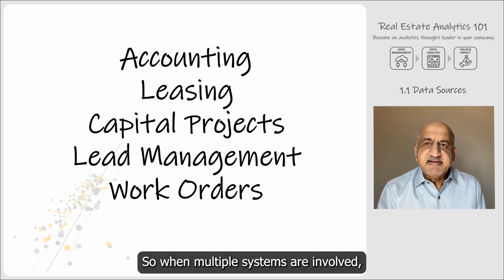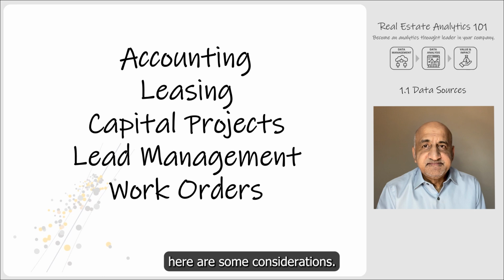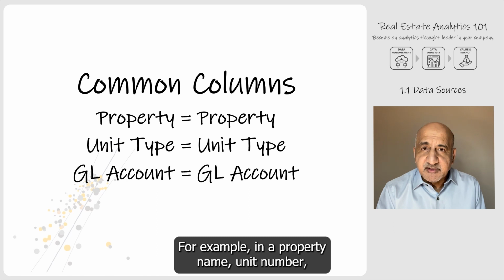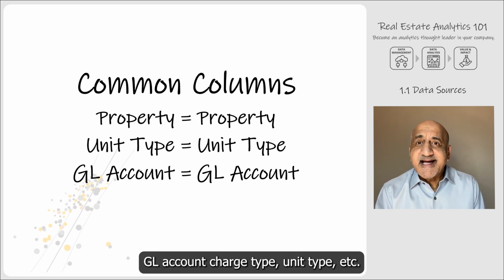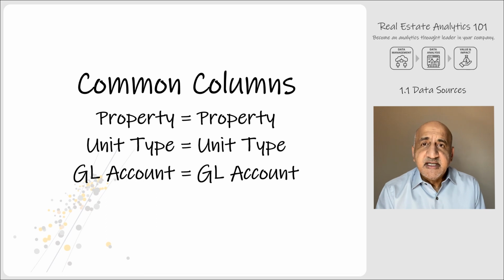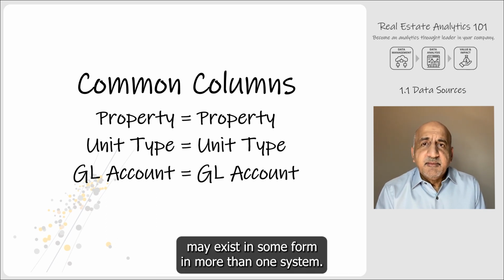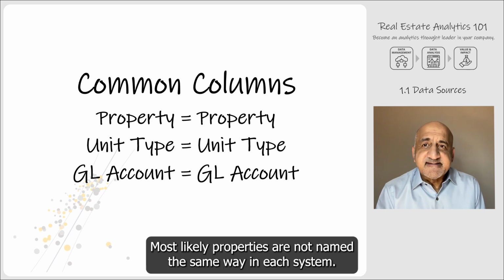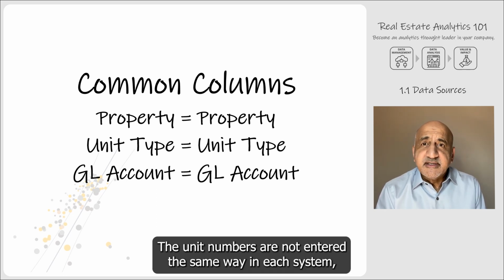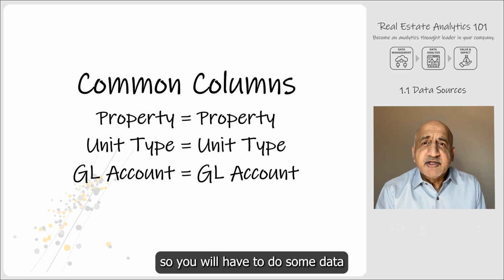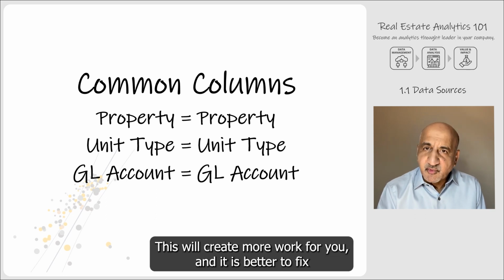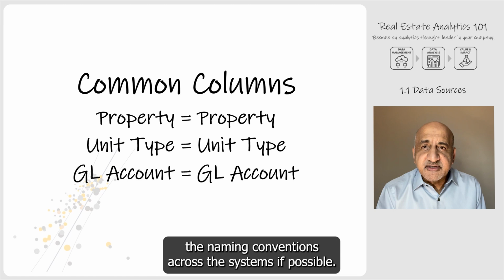So when multiple systems are involved, here are some considerations. Typically, there'll be some columns that will be common across these systems. For example, property name, unit number, GL account, charge type, unit type, etc., may exist in some form in more than one system. So you're probably going to have to join these columns when analyzing your data. Most likely, properties are not named the same way in each system. The unit numbers are not entered the same way in each system. So you'll have to do some data mapping when you build your data sets for analytics. This will create more work for you, and it is better to fix the naming conventions across the systems if possible.